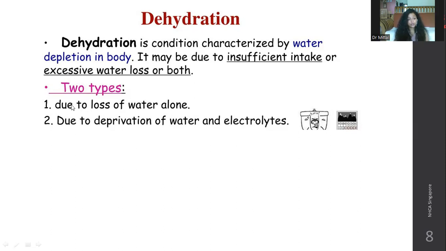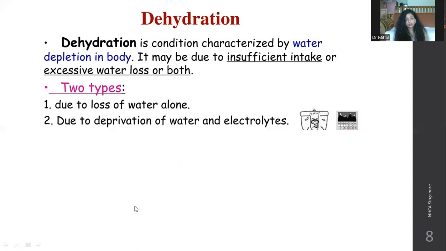So the first type is due to the loss of water alone. It could be because of any traumatic injury, diarrhea, constant vomiting, and any abuse of diuretics. These all will lead to excessive loss of water from the body. Okay. Next is the deprivation of water and electrolytes. You are not drinking enough water. Okay.